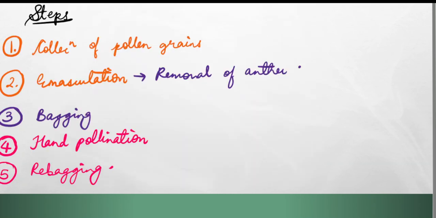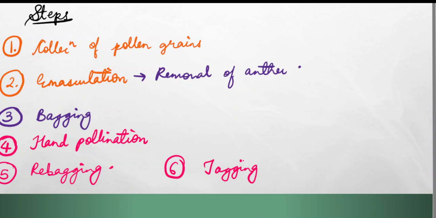After this, the last step, the sixth step, is tagging. Tagging means recording which pollen you had added, the name of the plant, and when you dusted the pollen: the date, day, location, and who dusted the pollen.